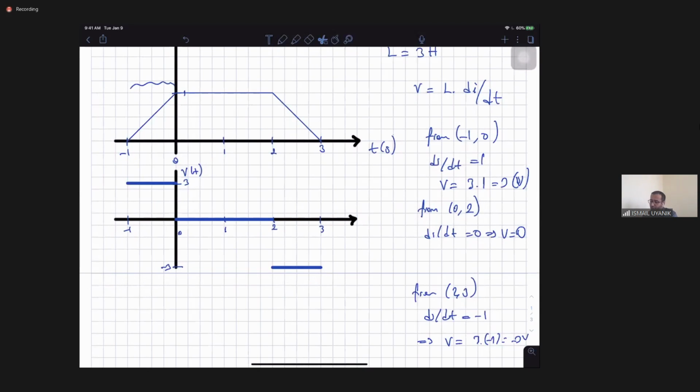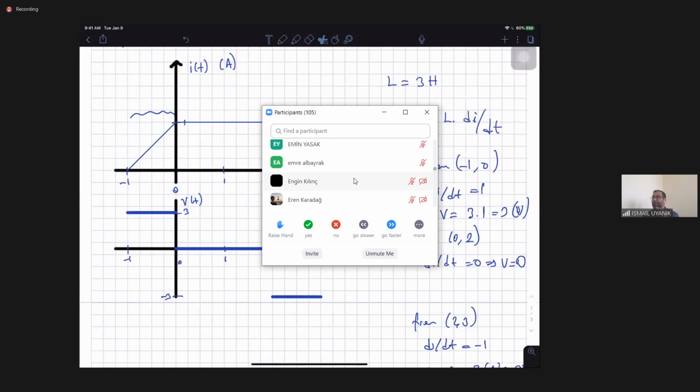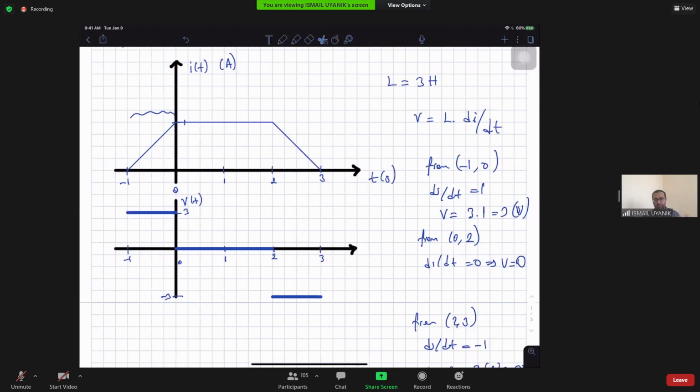So if you look at this graph now, this is really simple to generate. I believe that all of you can easily generate these kinds of graphs. When you see this current plot, you can immediately draw the voltage plot. But you should just calculate the current-voltage relationship one by one for each region, and then you will plot them. It's extremely simple. But there is one thing I want you to notice here.